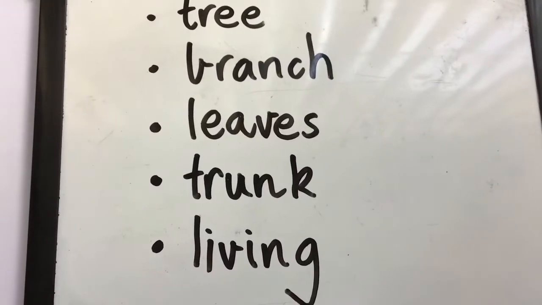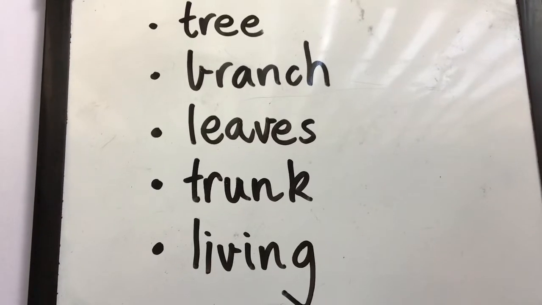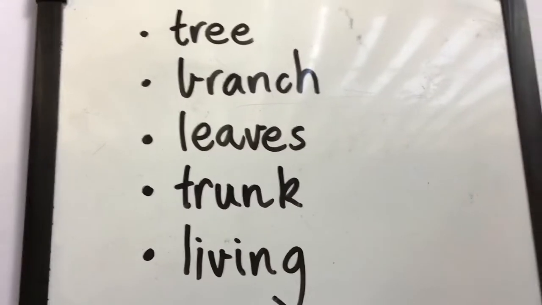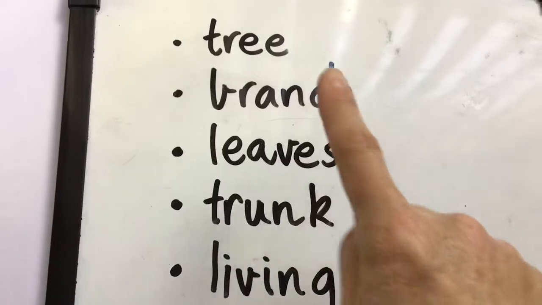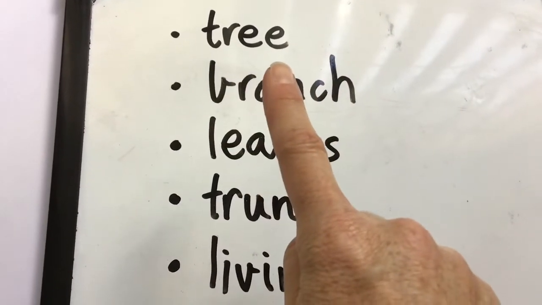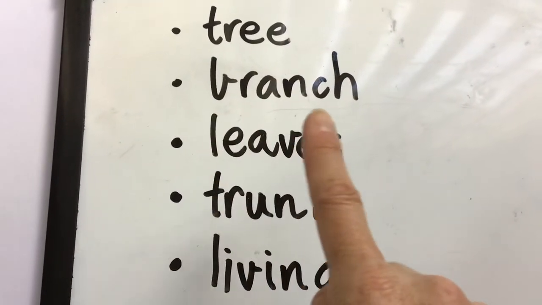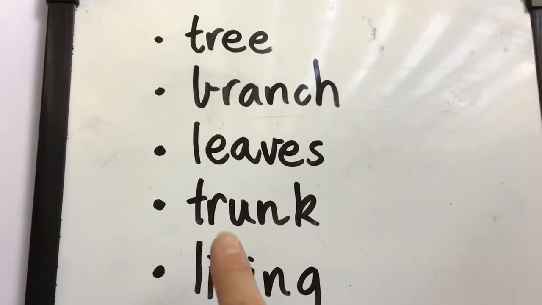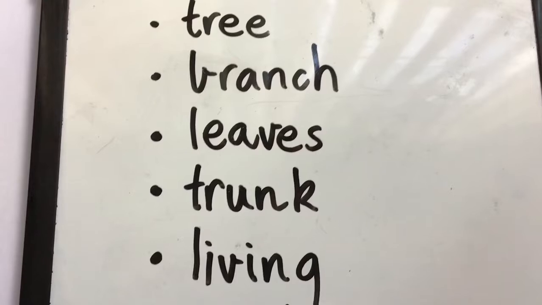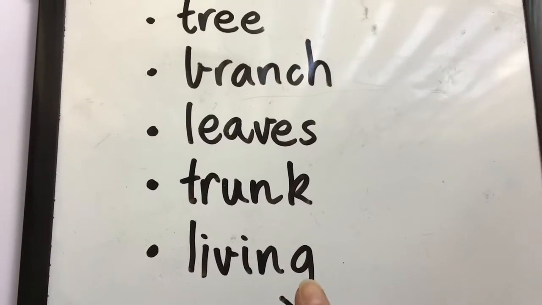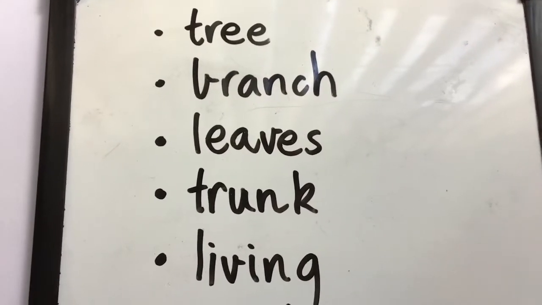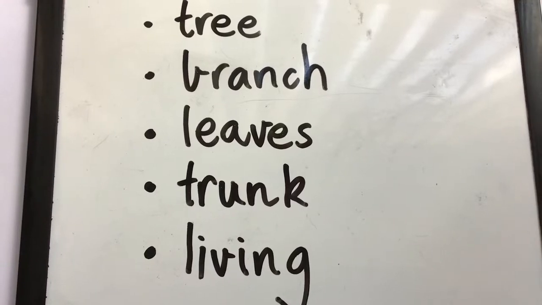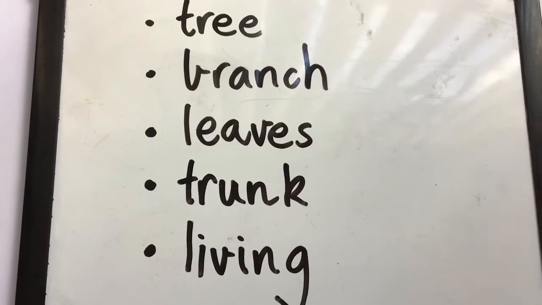So these are some of the words that we're going to be thinking about today for investigations. We've got the word right up the top, tree. Then we've got the word branch. Then we have the word leaves. Then we have the word trunk. And we have the word living. So these are some of the words that we might be thinking about when we're thinking about trees.